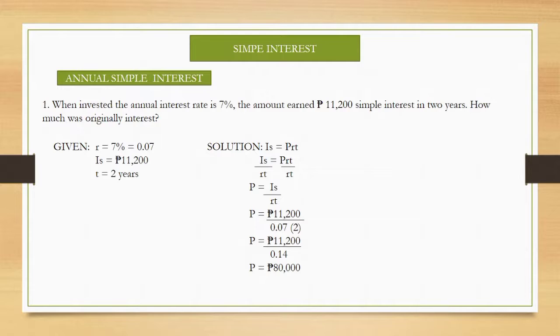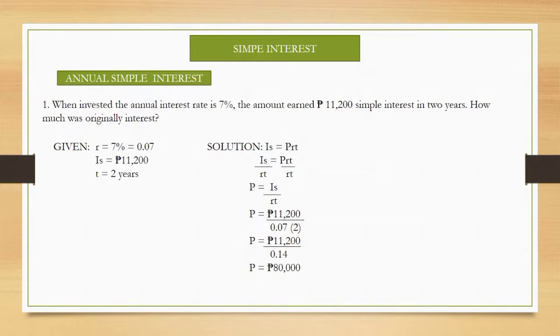The solution: IS or simple interest is equals to PRT. In this problem, what we are looking for is the principal. So we need to convert the formula to get P. IS is equals to PRT over RT, and to make it equal, we should put a denominator of RT on IS. So in order to get the principal, the formula is P is equals to IS over RT.